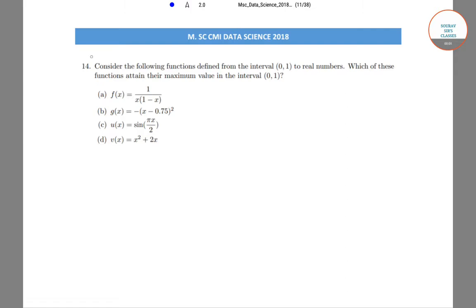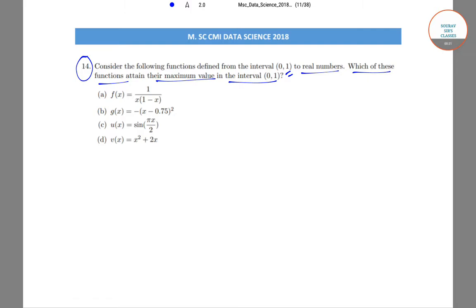Hello, today we'll be doing question number 14. In question number 14, we need to consider the following functions, which have been defined in the interval 0 to 1, two real numbers. Which of these functions attain their maximum value in the interval 0 to 1?